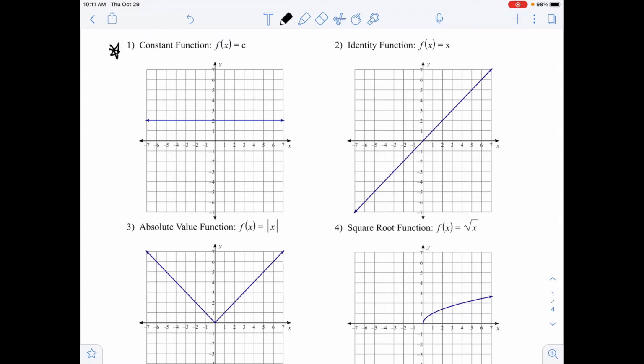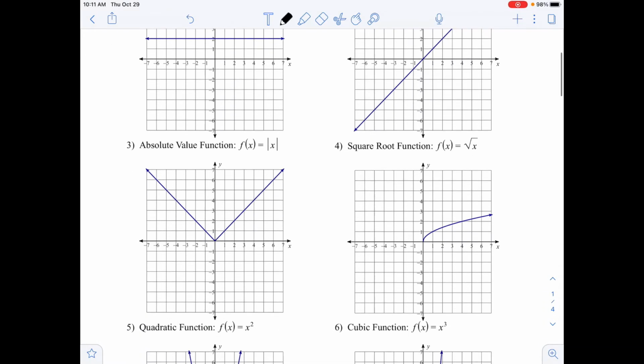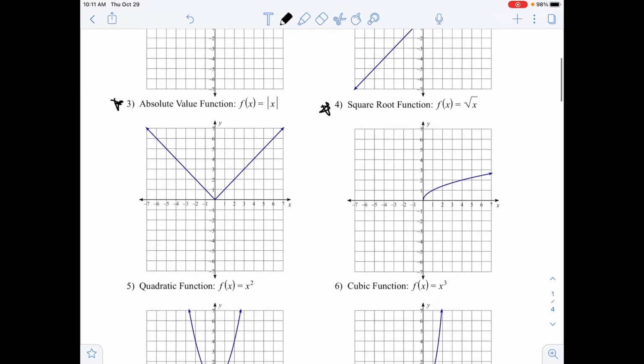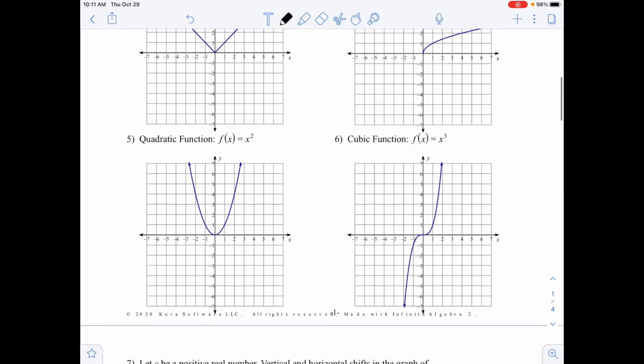So f of x is equal to some constant value. In this case, it is 2. Number two is the identity function, which is just y is equal to x, so that's linear. Then we have the absolute value function, so f of x is equal to the absolute value of x, which gives us a v-shaped graph. Then we have f of x is equal to the square root of x, which starts at 0, 0, and goes on, so our domain is only from 0 to infinity.